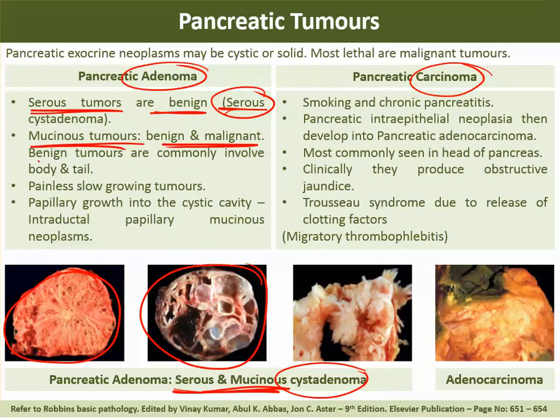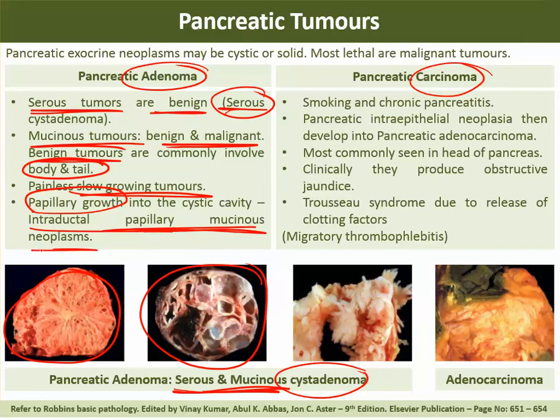And normally benign tumors are seen in the body and tail of the pancreas. They have head, body, tail. So benign tumors come in the body and tail of the pancreas. Okay, they are painless, slow growing tumors, and sometimes you can see papillary growth, some finger-like projections into the tumor. That is called papillary mucinous neoplasm, intraductal papillary mucinous neoplasm.